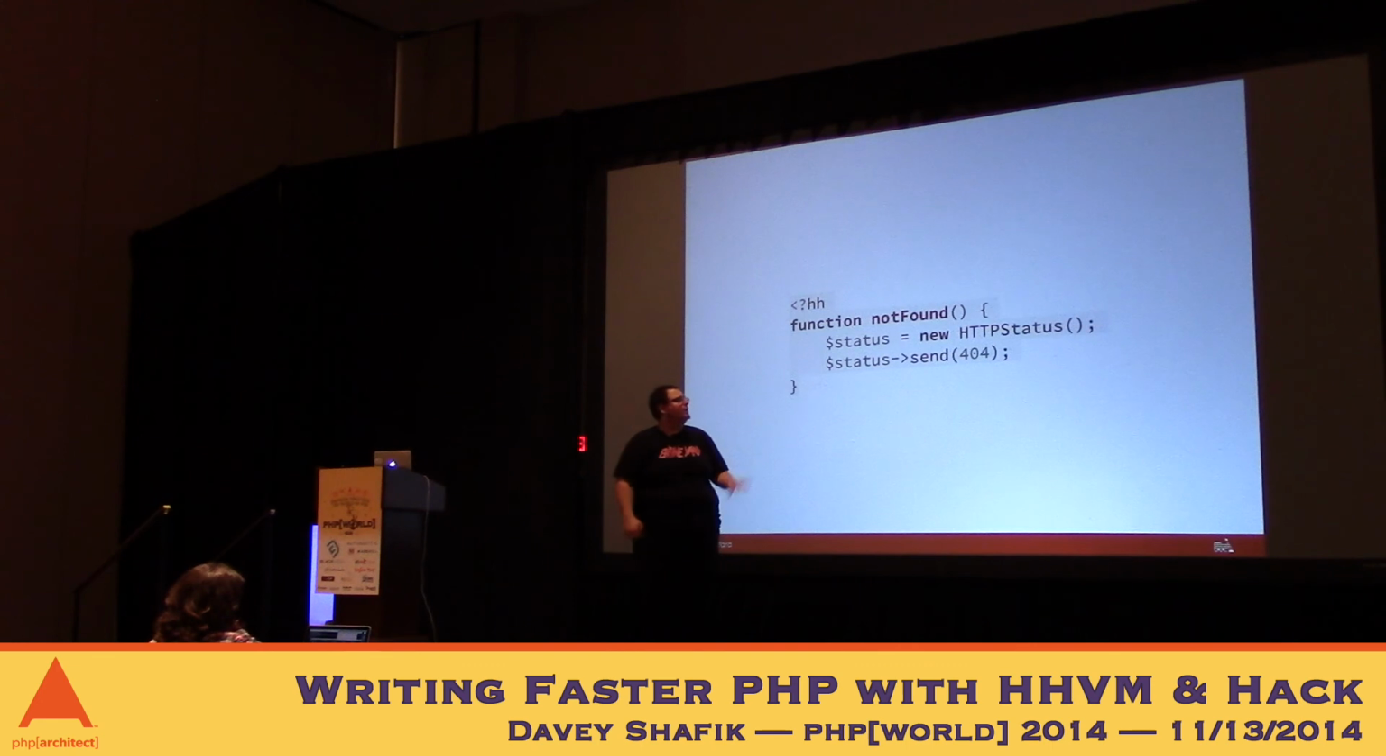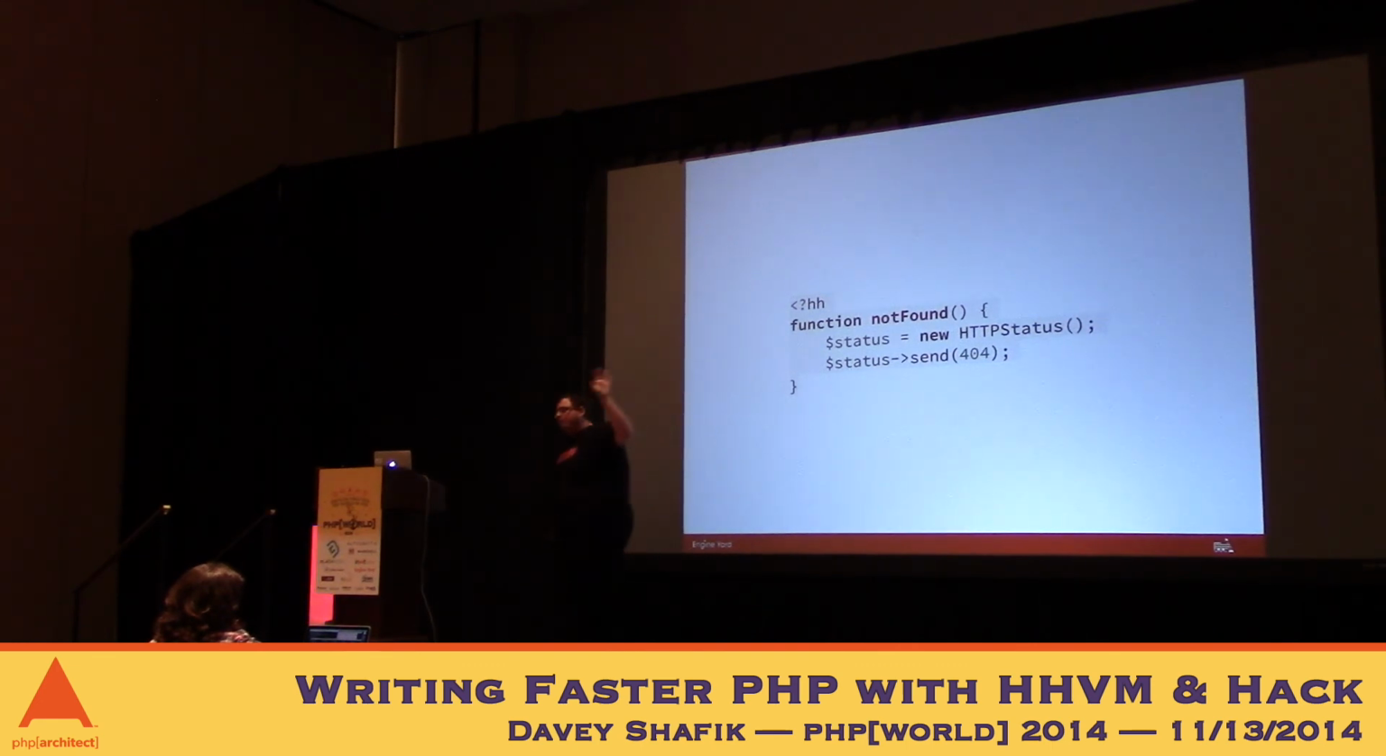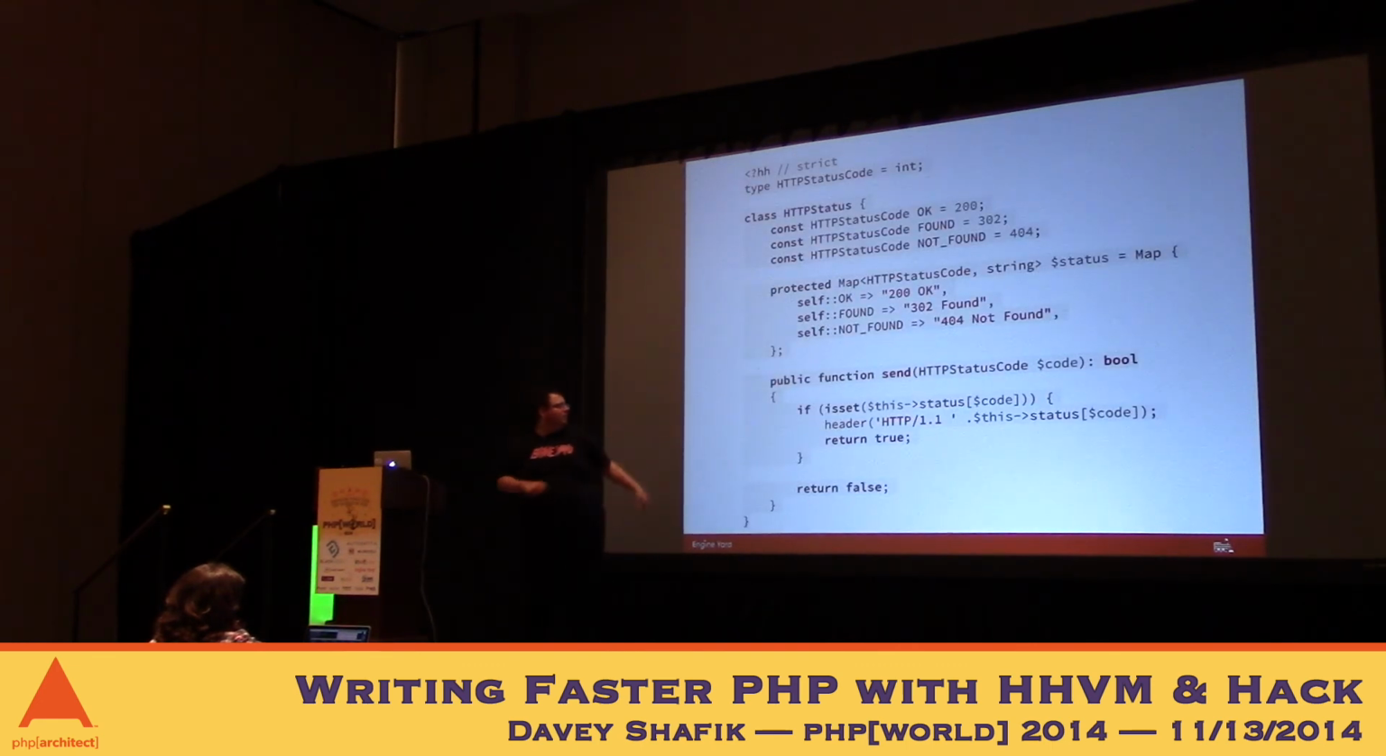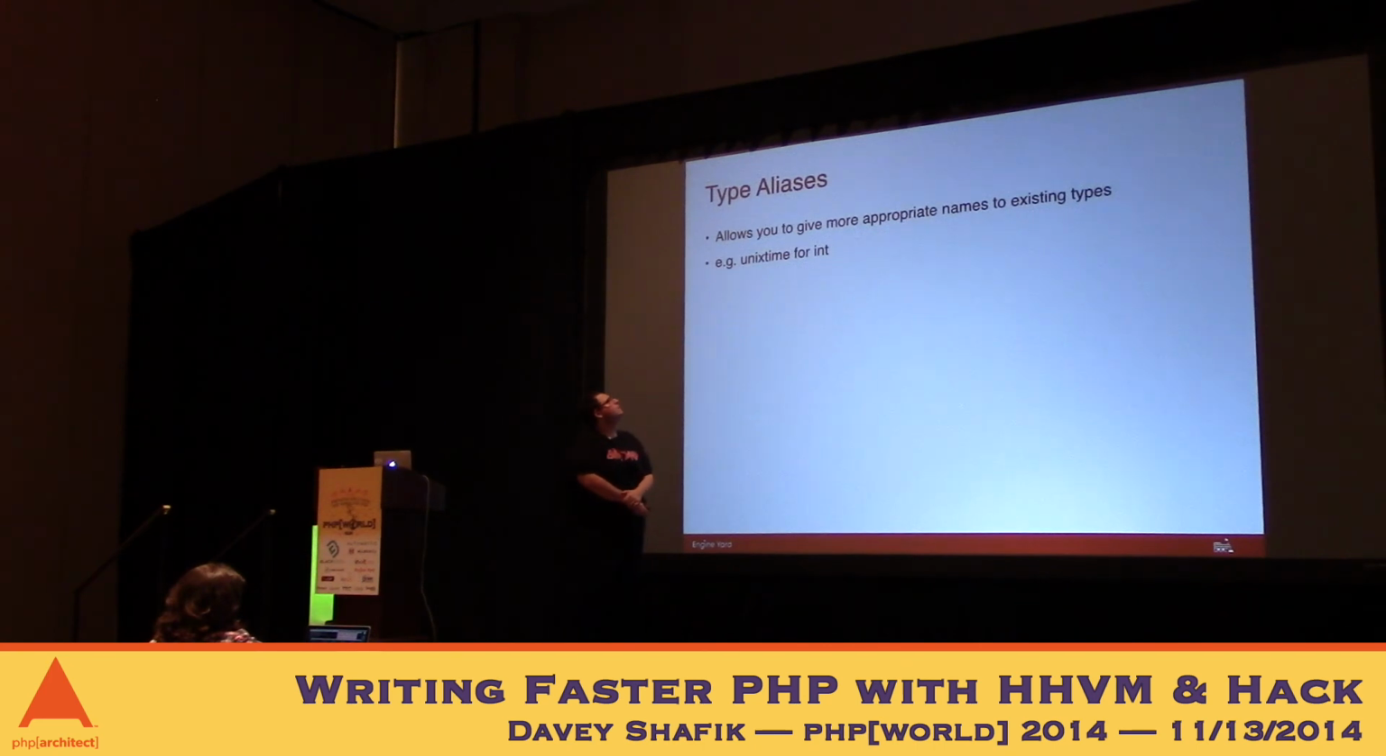What's going on here? This will run and it's fine, but we're assuming we have this little bit here. If isset, we have to check if the status even exists. Do we know about it in our worldview before we can go ahead and send that? So basically, it allows you to give more appropriate names to existing types. That's it. So Unix time for int.